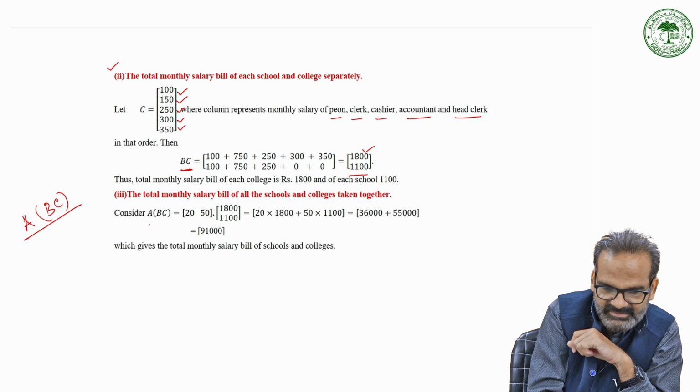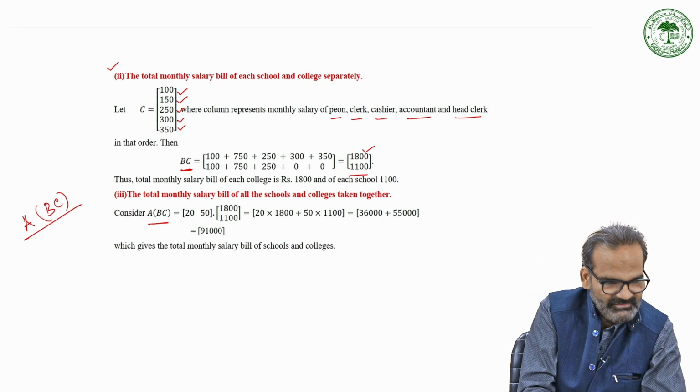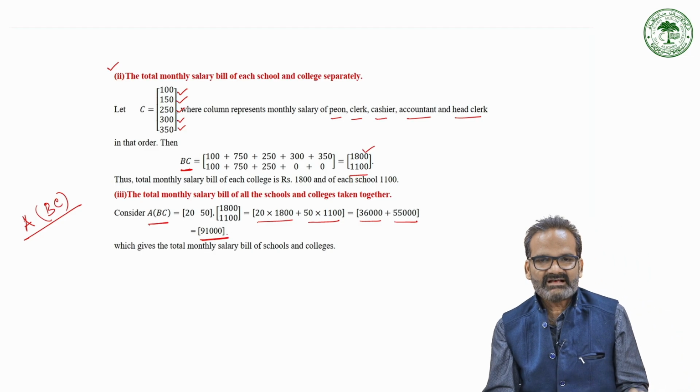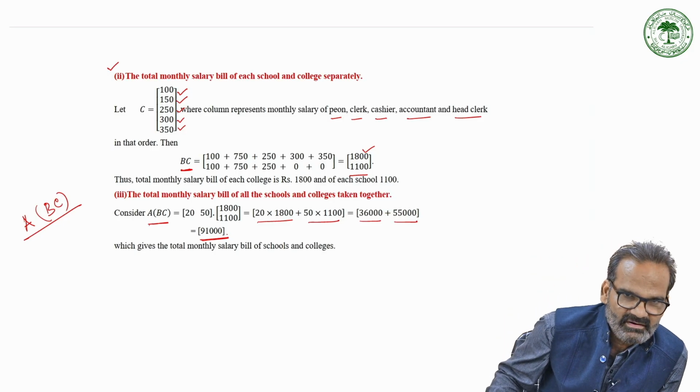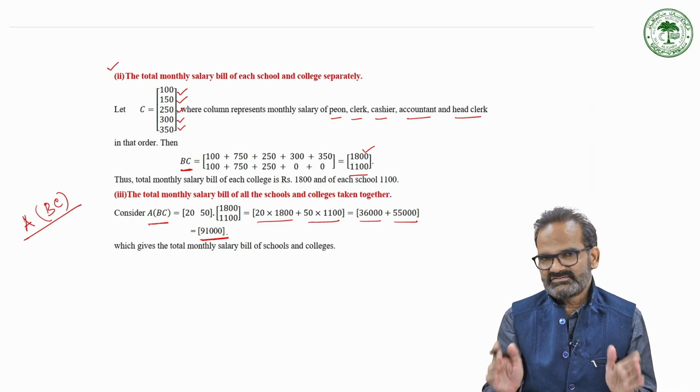So, A, B, C, what you will get here: A is 20 and 50, and B and C are 1800 and 1100. Multiply these two, 20 into 1800 is this, 50 into 1100. So, this is 18 into 2, 36,000, 55,000, sum of these two, that is 91,000. So, this amount actually gives the total monthly salary bill of schools and colleges taken together, right?